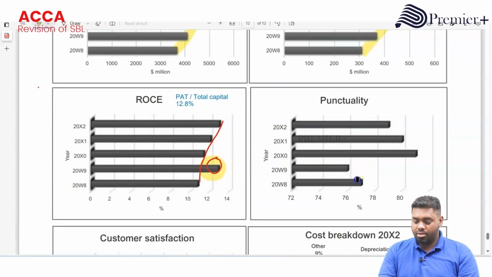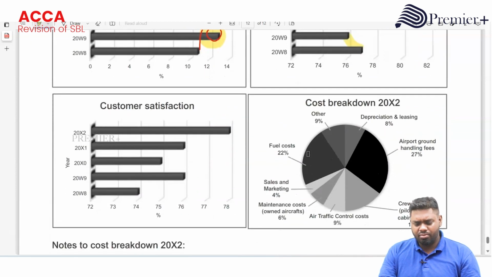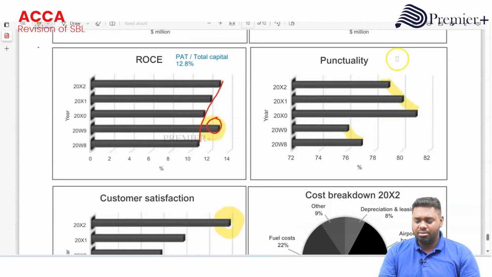So here, in terms of punctuality, 2018 and 19 were really bad. The punctuality was quite low. 2010 to 12, the last 3 years, punctuality has also declined. We'll have to see. We'll need to know the reason for the decline in punctuality. When customer satisfaction is at a high rate, why has punctuality declined?